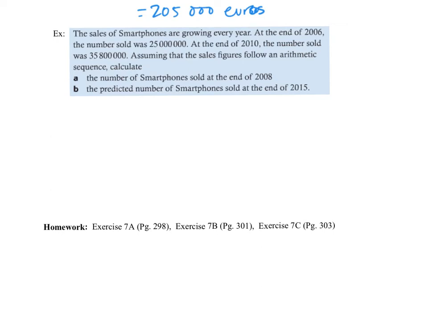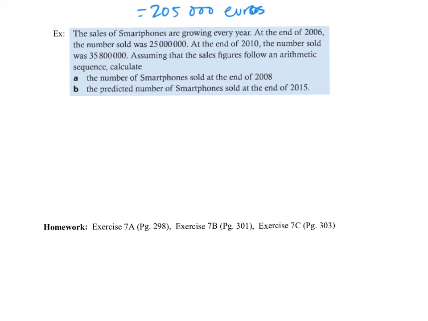So now let's take a look at our last example. It says the sales of smartphones are growing every year. At the end of 2006, the number sold was 25 million. At the end of 2010, the number sold was 35,800,000. And then assuming, and this is a huge assumption, that the sales figures follow an arithmetic sequence, calculate the following. Letter A says calculate the number of smartphones sold at the end of 2008.